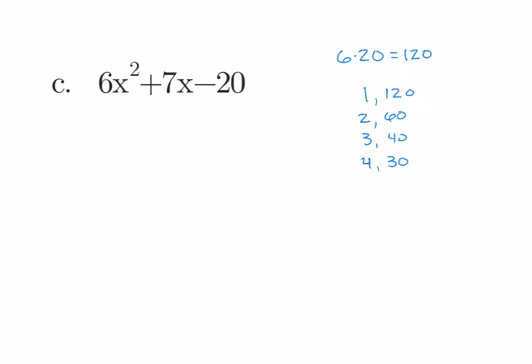6, ooh, sorry, missed one. I missed 5. 5 and 24, 6 and 20, 8 and 15, and 10 and 12. Okay, so those are all my factors. So now let's see here. Remember that in order to multiply to negative 20, we want different signs.